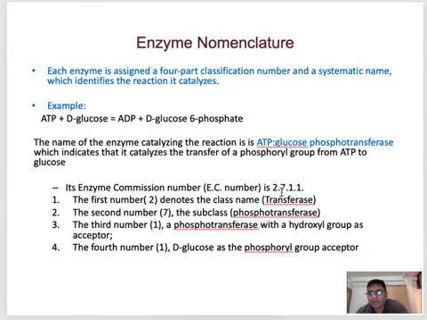The second number, 7, refers to the subclass phosphotransferase. The third number, 1, denotes a phosphotransferase with a hydroxyl group as acceptor. And the fourth number denotes D-glucose as the phosphoryl group acceptor. So every enzyme, based on the Enzyme Commission, has a 4-part name, basically 4 numbers, and each number has a specific meaning, and these 4 numbers can identify that particular enzyme.